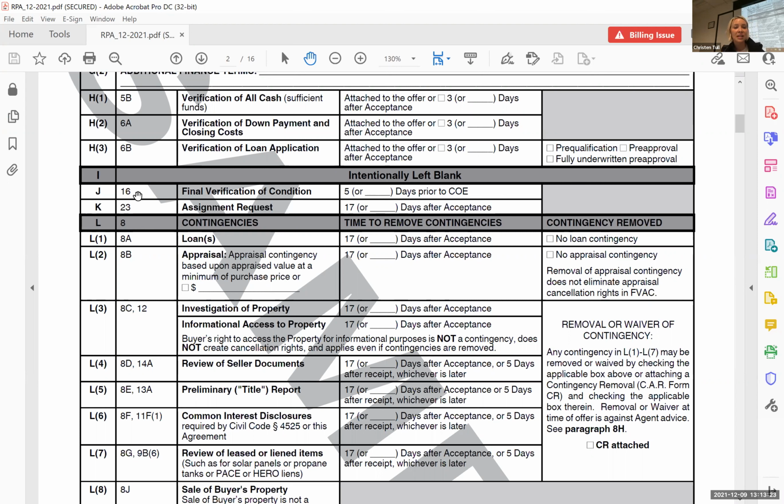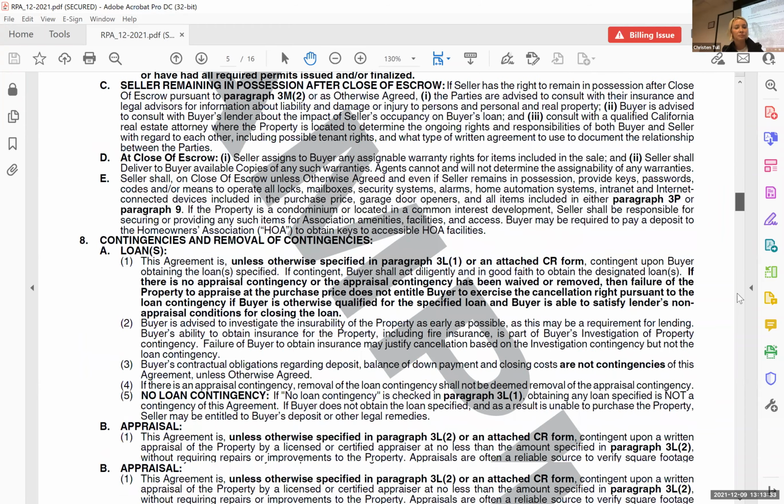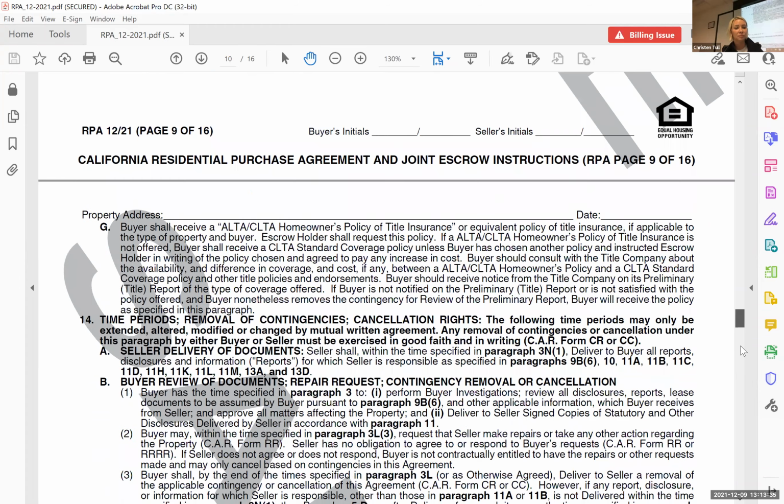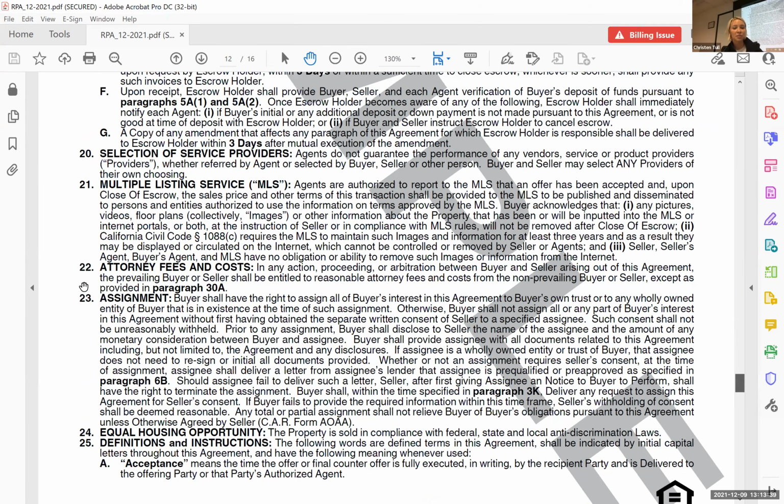And you can see correspondingly, all of this stuff on the grid, like J16, K23, you'll see, you can come down to section 23 in the grid. You'll find further explanation and instruction in the corresponding paragraph further in the purchase contract.